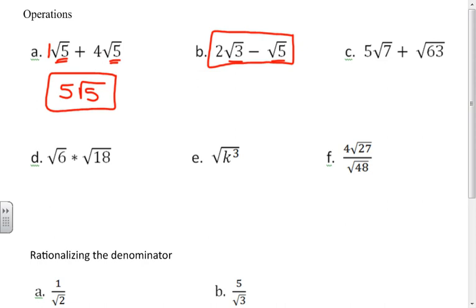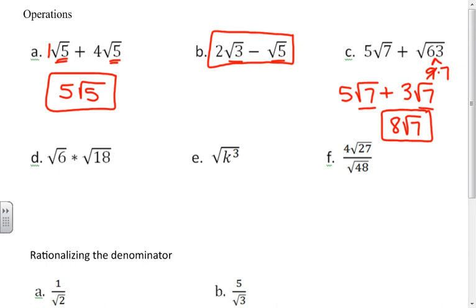When I face something like example C, 5 square roots of 7 plus the square root of 63, initially you might think you can't do anything, but 63 is 9 times 7. That's not in lowest terms yet. So when I do put it in lowest terms, the square root of 9 is 3, and the square root of 7 is left over. Now I have like radicals, and so I have 8 square roots of 7.